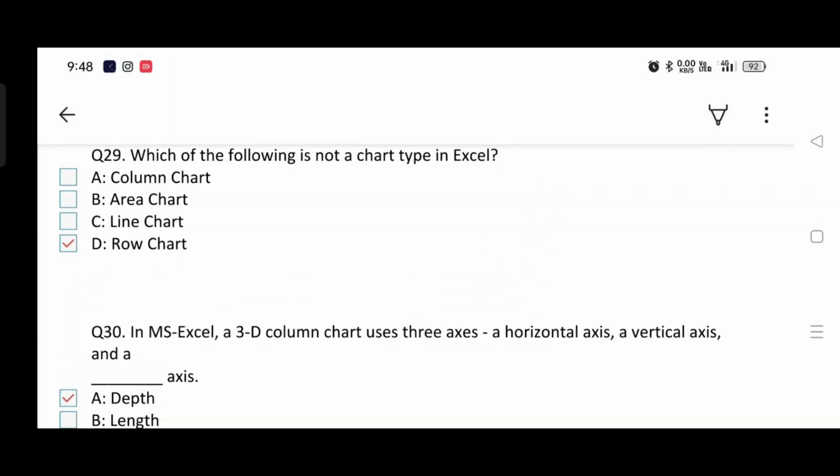Question 29. Which of the following is not a chart type in Excel? The answer is D. Row chart.